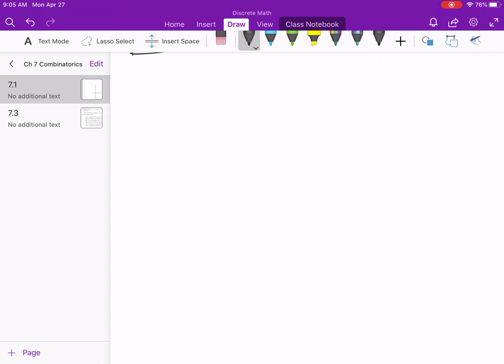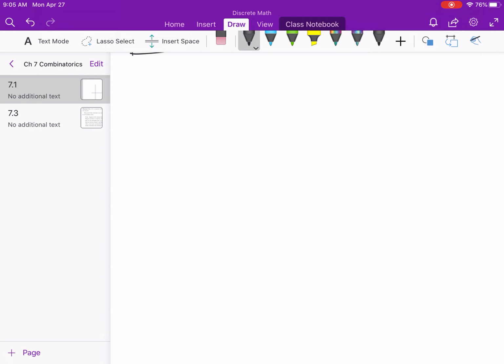entree. Then you've got maybe 4 choices for sides. And maybe you've got 3 desserts. And you've got 2 drink options. Well, what we could imagine is that you're going to eat everything. You're going to have an entree, a side, a dessert, and a drink.